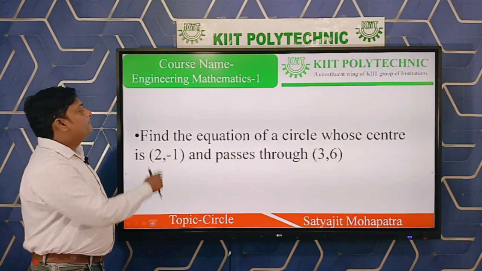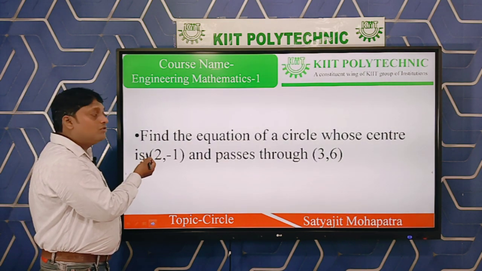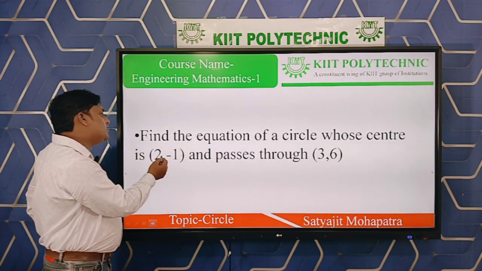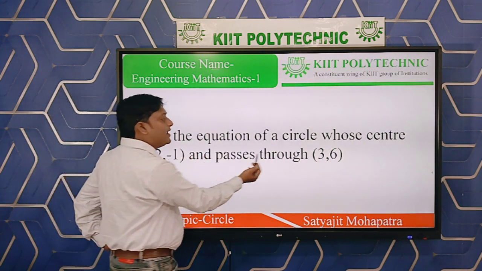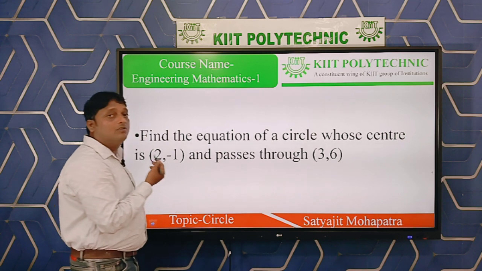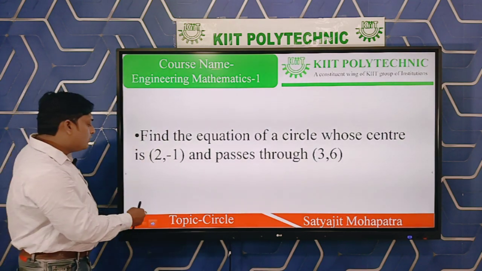All of you see, find the equation of a circle. Next question: whose center is (2, minus 1) and which passes through (3, 6). What to do here?